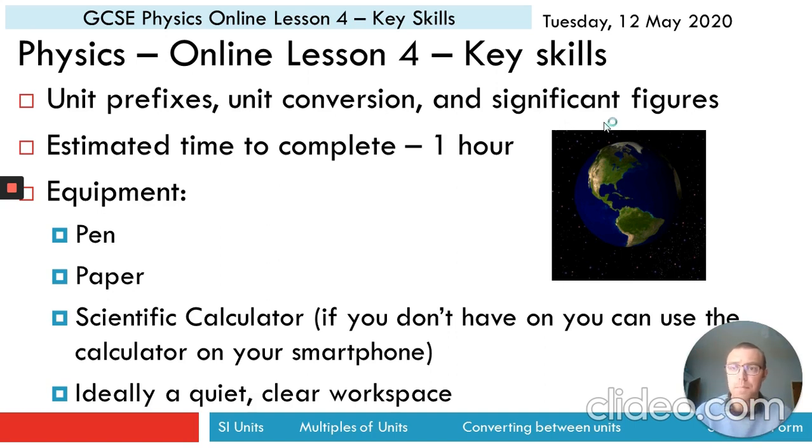You're going to need a pen and a piece of paper or two. Ideally, if you have a scientific calculator, that would be best, because that's what you'll have in the exam, in your GCSE. It's best to get used to using one now as opposed to something else. If you don't have one, you can, however, use the calculator on your smartphone.